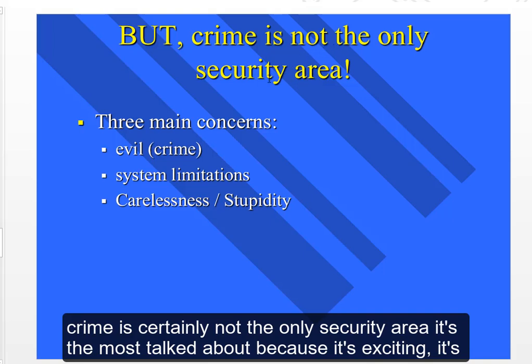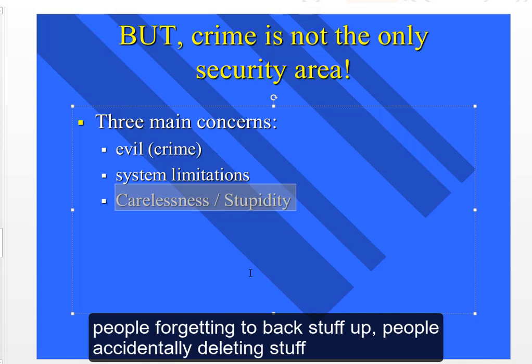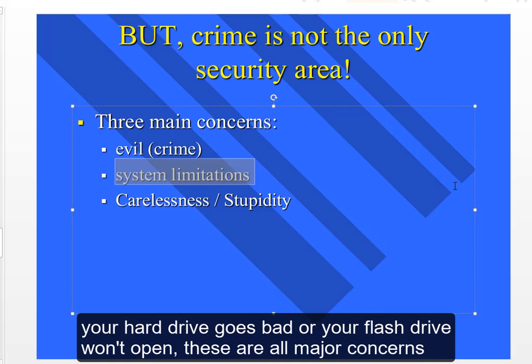Crime is certainly not the only security area. It's the most talked about because it's exciting, it's interesting. The one that costs the most money is right there. People forgetting to back stuff up, people accidentally deleting stuff, etc. And systems limitations means things like your hard drive goes bad or your flash drive won't open. These are all major concerns.